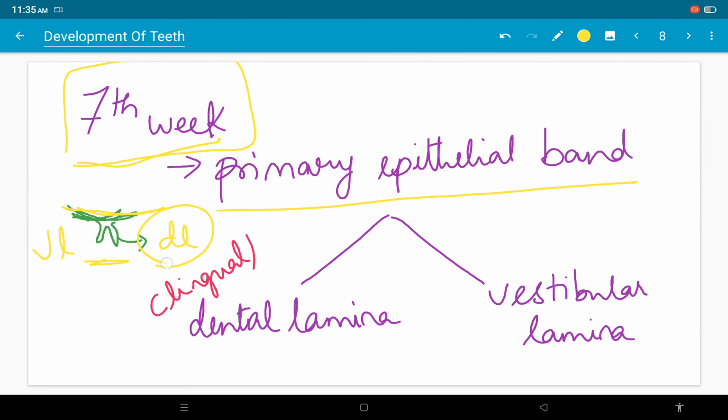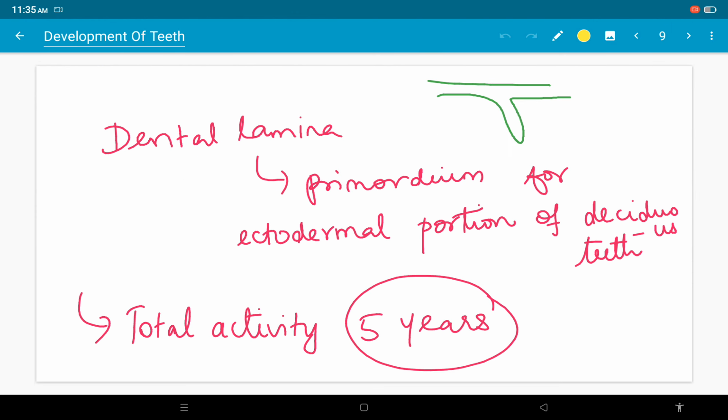The dental lamina will form your tooth bud. We will see about that. Vestibular lamina, as the name suggests, will contribute to your labial vestibule or buccal vestibule. So from the primary epithelial band, there are two divisions. One is dental lamina and another is vestibular lamina. The lingual part is the dental lamina. Let us see about dental lamina now. So this is the lingual part of the division from the primary epithelial band.